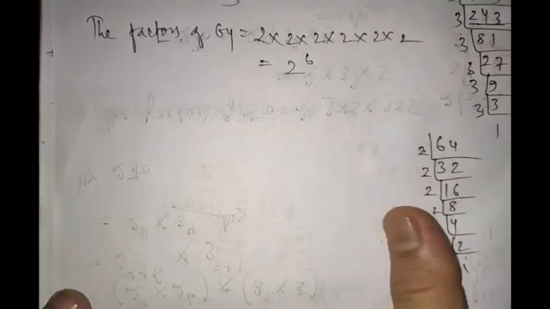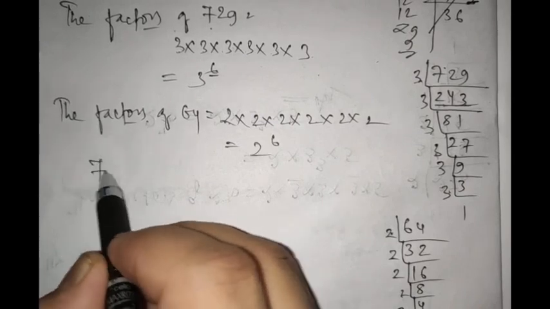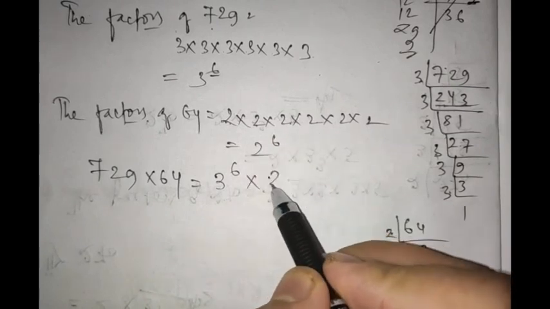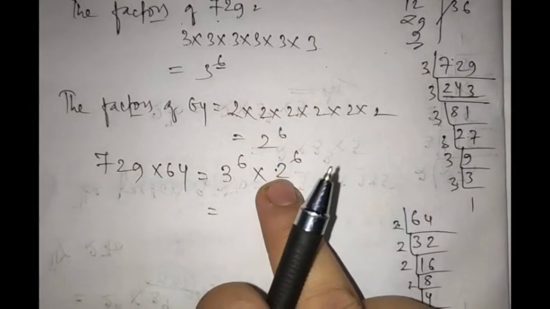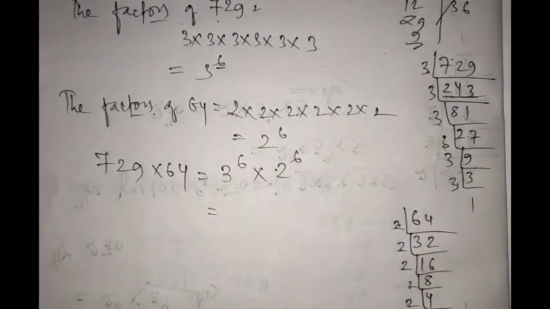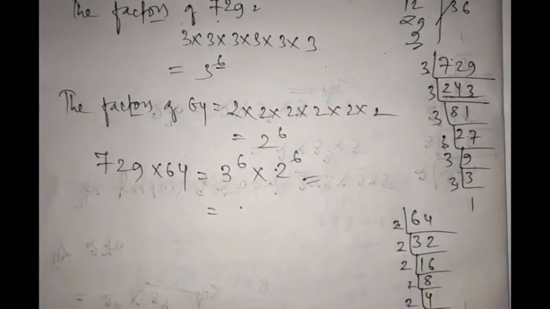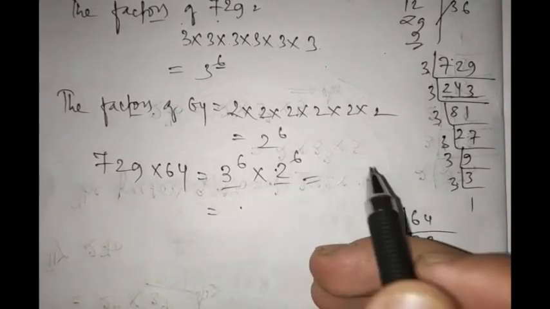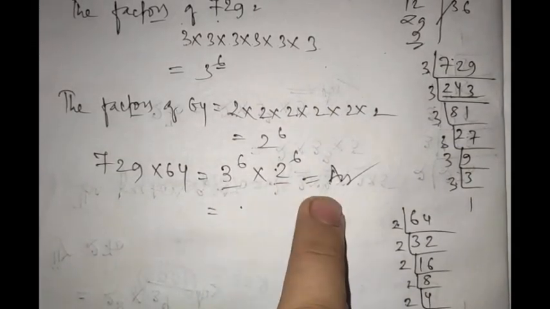So student, here you got the factors of 729 and 64. Now you have to multiply this. 729 into 64 can be expressed as 3 to the power 6 and 2 to the power 6. Now student, you have to use this side by side. You have to know the rules and you have to simplify this also. Okay, so you may leave this over here. You may write the answer as 3 to the power 6 into 2 to the power 6, but the question is just to write in the exponential form. So you can write this answer here. If you leave the answer here, it's okay, you will get full marks.